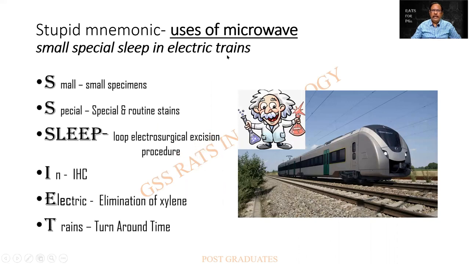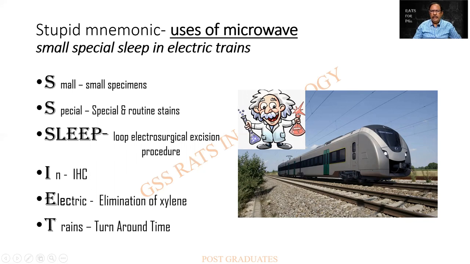Small special sleep in electric trains. Stupid mnemonics I like very much. So there is an electric train. Hope you will be able to remember this. Small special sleep in electric trains. Small for small specimens, special for special and routine stains. Sleep, it is not sleep that is important, LEEP: loop electrosurgical excision procedure. In IHC, immunohistochemistry. Electric, elimination of the xylene. Trains, T stands for turnaround time. So this is a mnemonic which I want you people to kindly learn by heart, it is worth it.